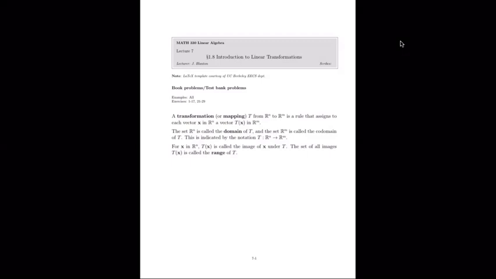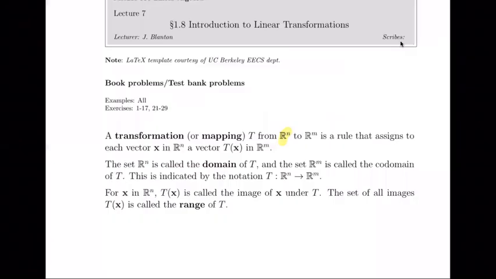A transformation from Rn to Rm is a rule that assigns to each vector x in Rn a vector T of x, we'll call it, in Rm. So we're going from n-dimensional real space into m-dimensional real space via this transformation T. That could be something like R2 to R4, or maybe R5 to R1, whatever it might be.